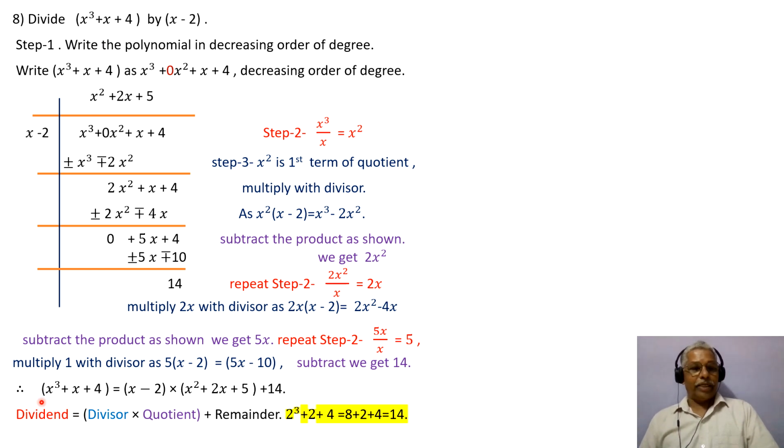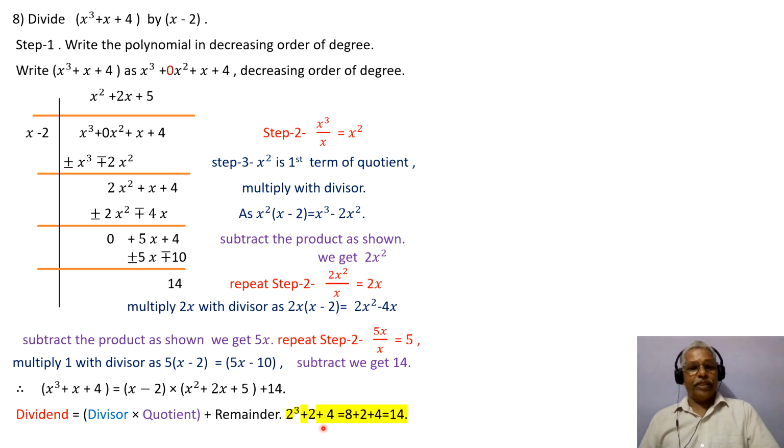So you can write x cube plus x plus 4 equal to, as we know, dividend equals divisor into quotient plus the remainder. So x minus 2 into quotient plus 14. Got it? This is how you have to do it, so you remember this.